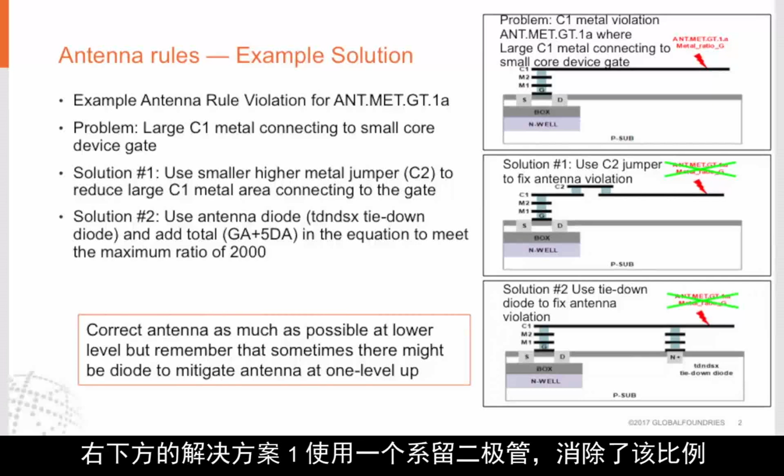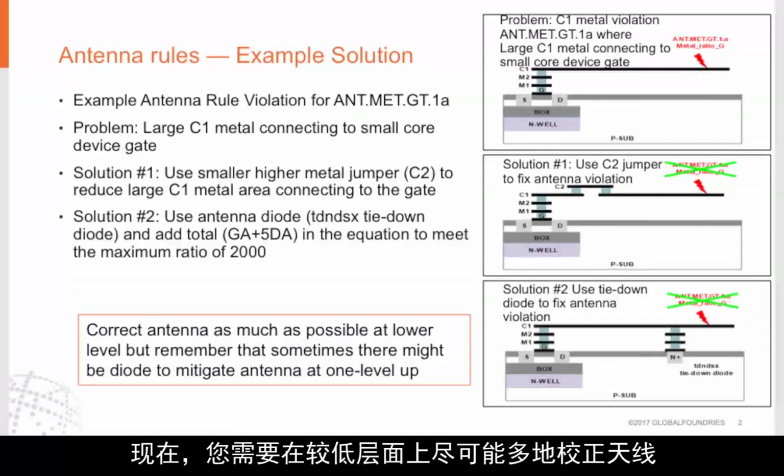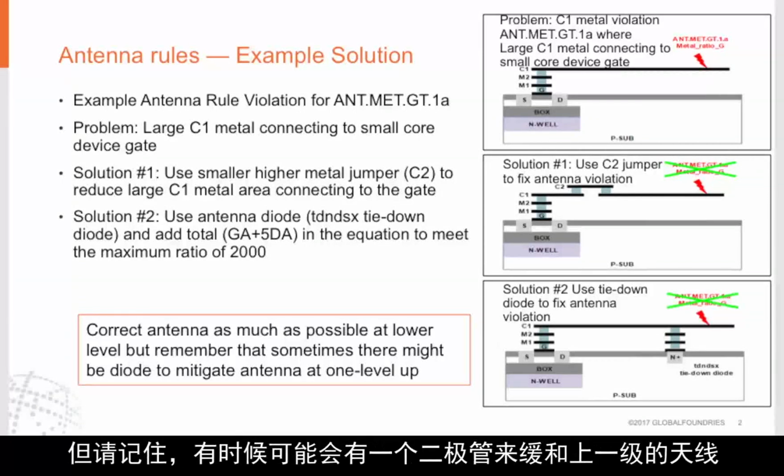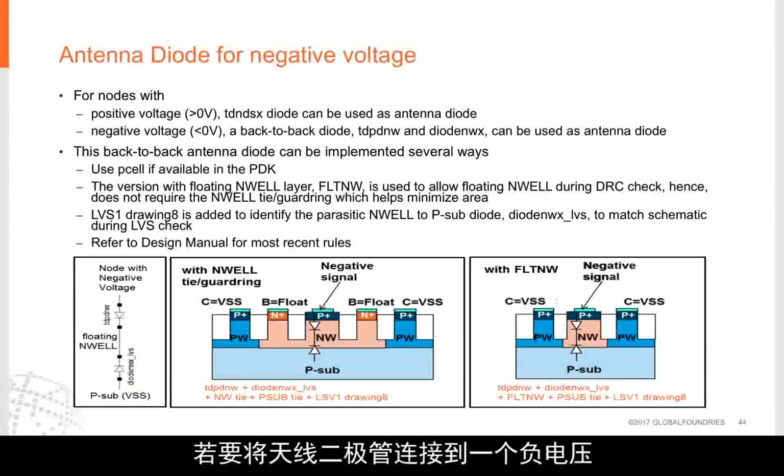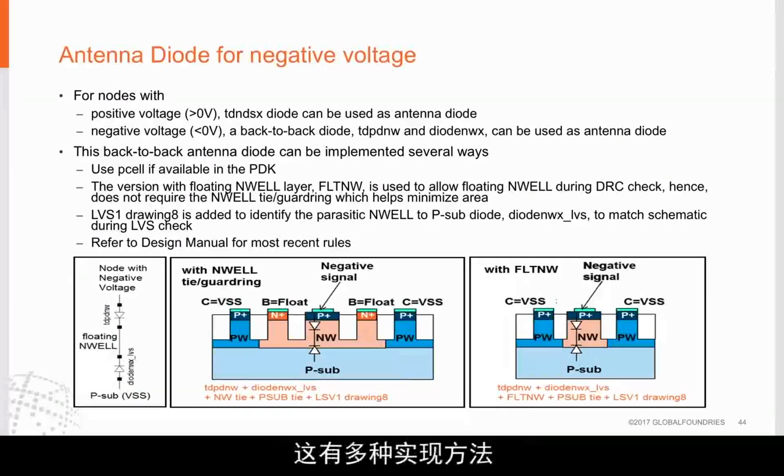the ratio. Now, you need to correct the antenna as much as possible at the lower level, but remember, sometimes there might be a diode to mitigate the antenna at the next level up. When trying to attach an antenna diode for negative voltage, you need to use the back-to-back diodes. You can implement these in several ways.